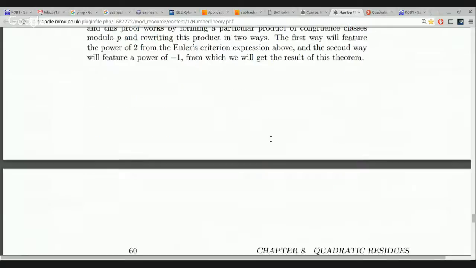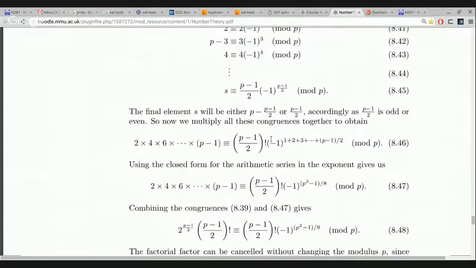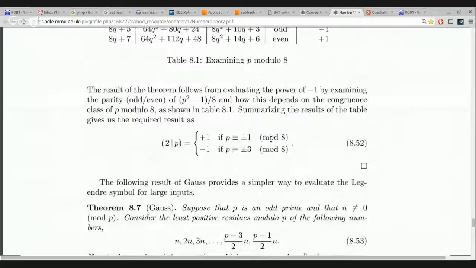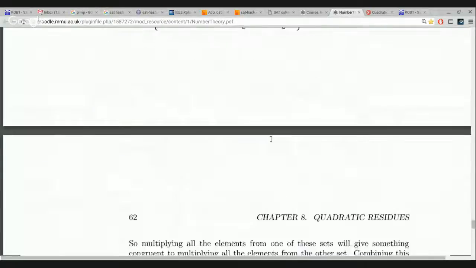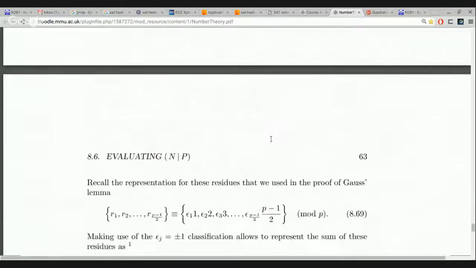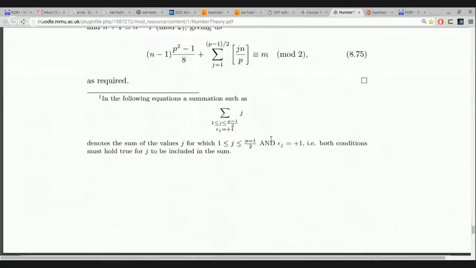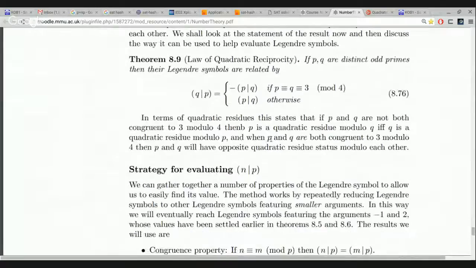But this technique is based on the idea of quadratic reciprocity, which we finished off by looking at the statement of last time. In the remaining lectures, we're going to be working up to a proof of quadratic reciprocity. So this is the law of quadratic reciprocity. P and Q are distinct primes. And what this is doing is relating the Legendre symbol (Q/P) to the Legendre symbol (P/Q).